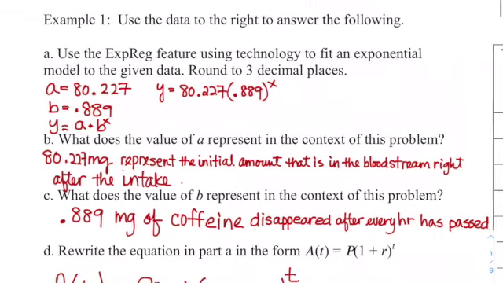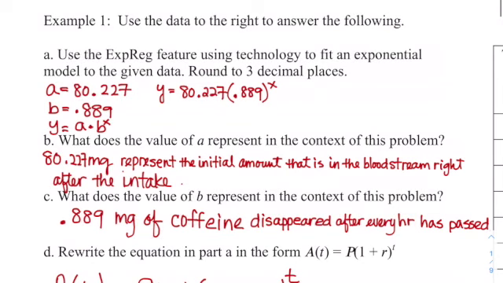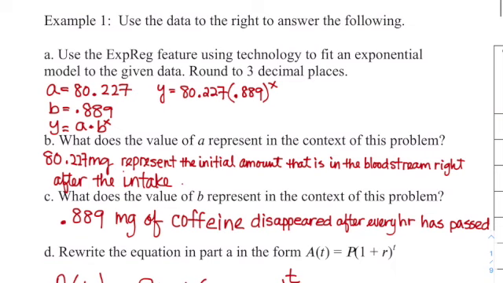D, rewrite the equation in part A in the form A of T equals P times 1 plus R to the T power. Now don't forget, you also have P times 1 minus R. Because it's decreasing, we're going to use the minus instead of plus. So to do minus, I have to do 1 minus whatever is disappearing. Now the disappearing part is going to be 0.111. It goes down by 0.111. And 80 is going to be what you start off with. And T stands for hours.